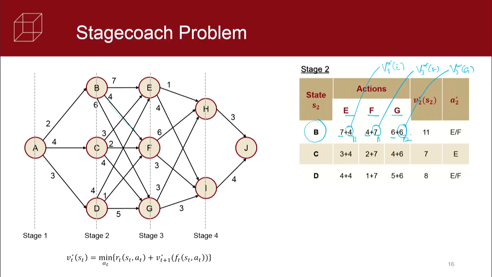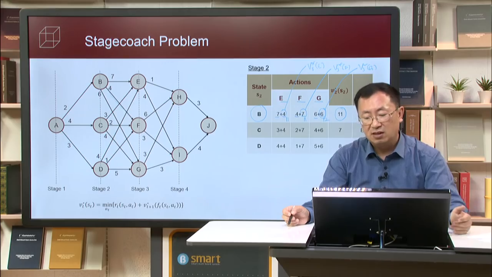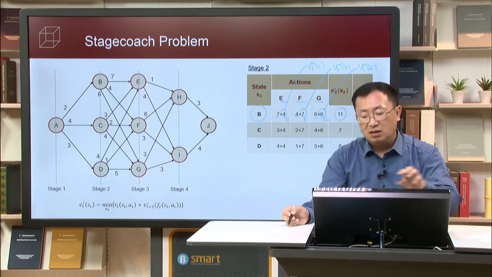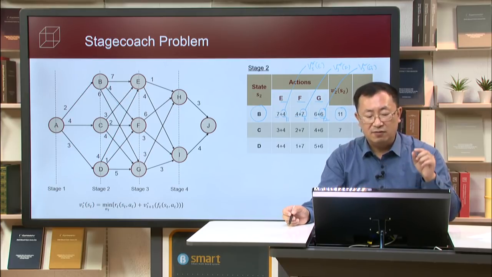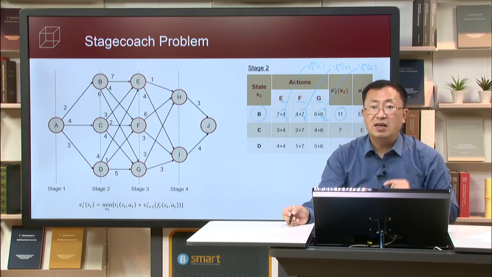You'd like to choose the minimum one. So that is equal to 11. So 11 means the length of the shortest path from B to J must be 11. And from B, that 11 can be attained if you choose E or F as an action.